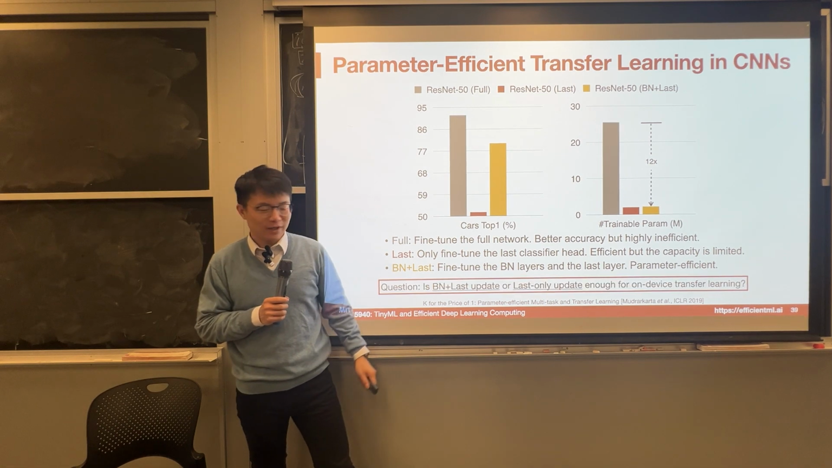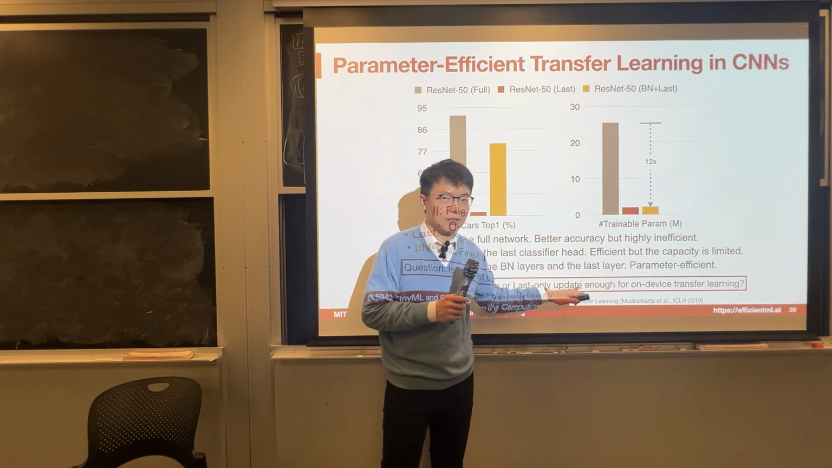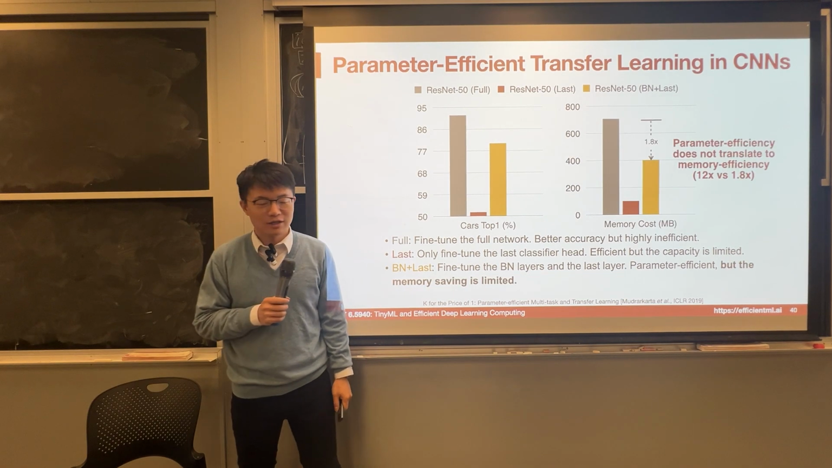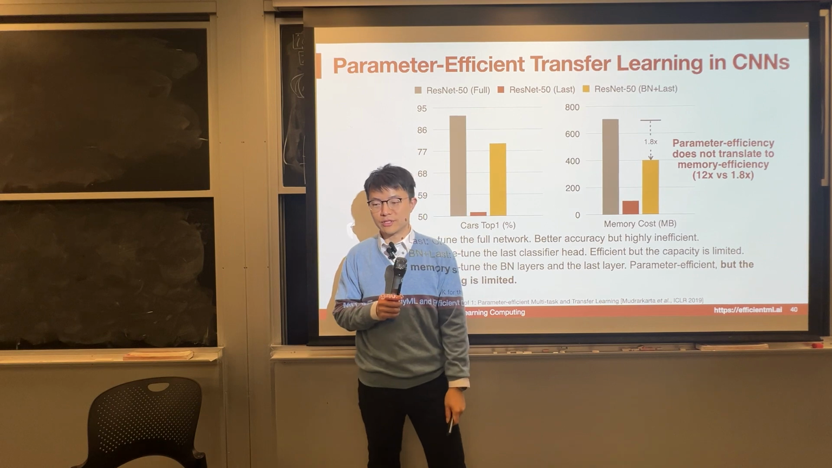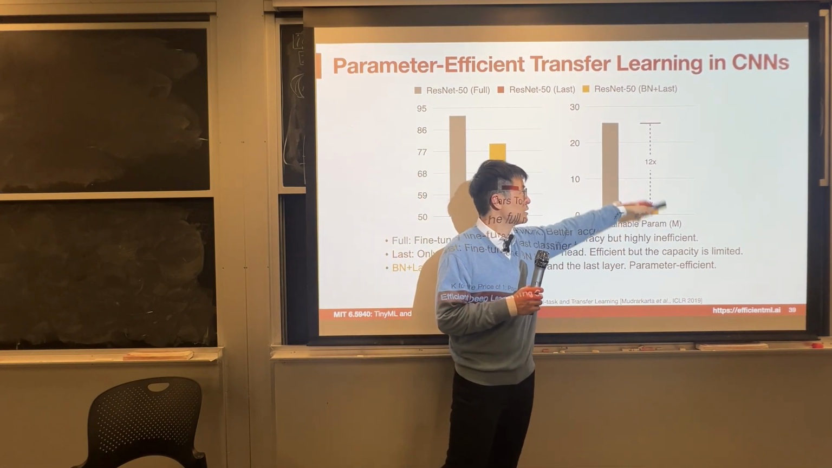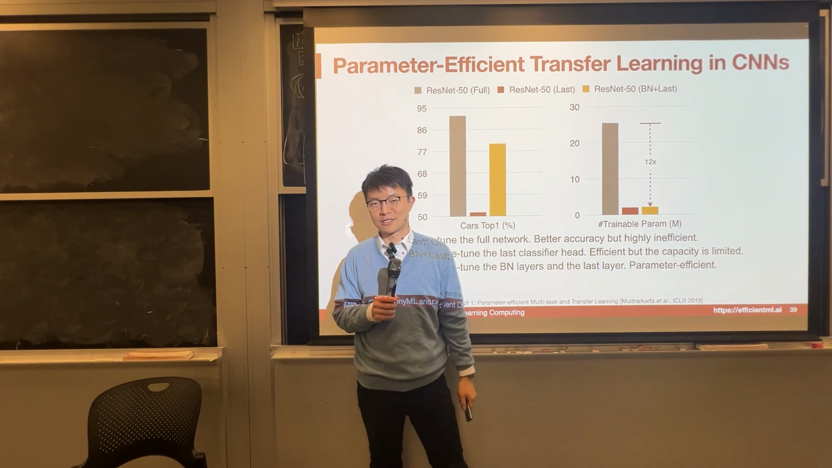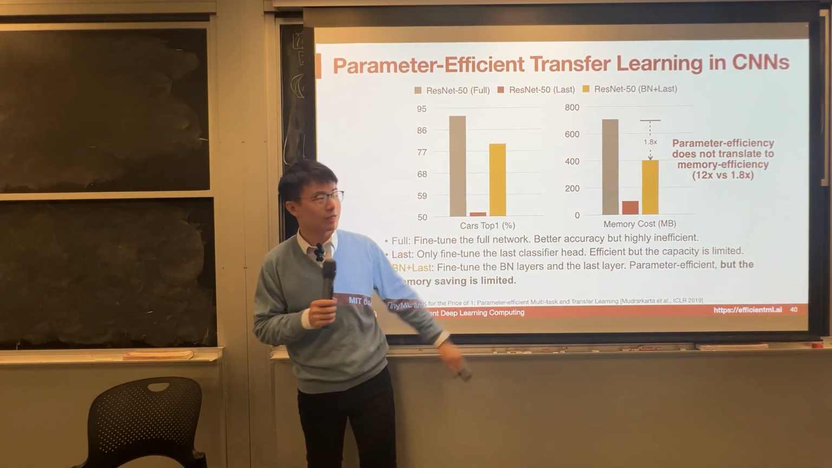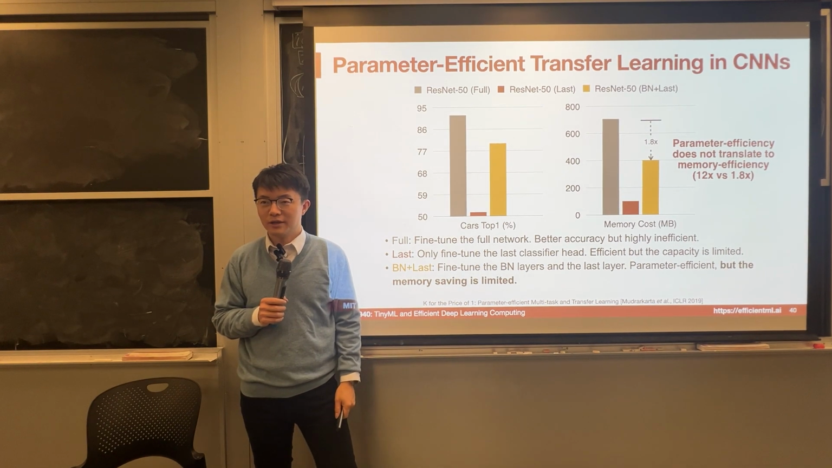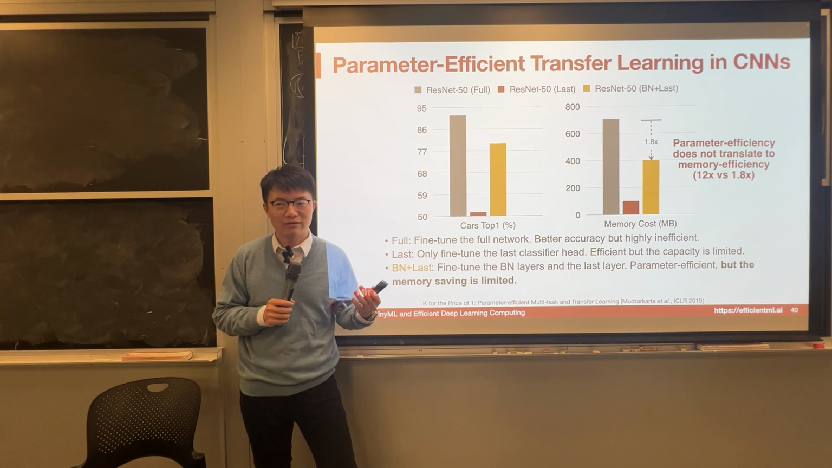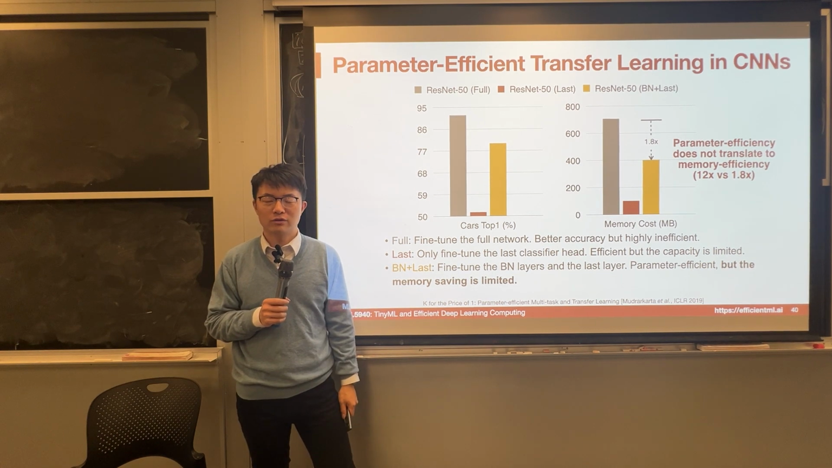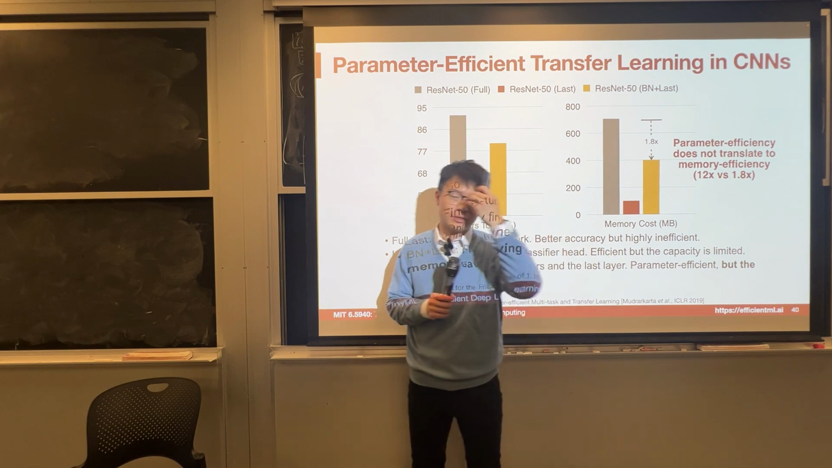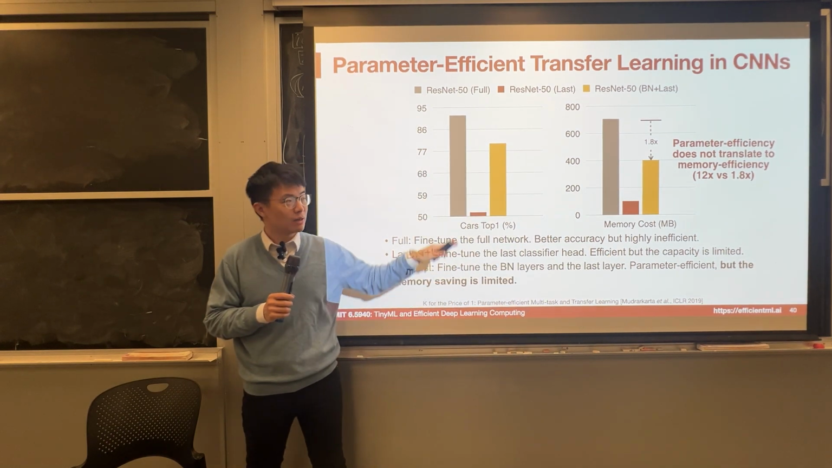However, batch normalization tuning and also last layer tuning is actually not quite enough for on-device learning, because the parameter efficiency does not translate to memory efficiency. Showing this figure, the number of trainable parameters is reduced by 12x. Okay, but the actual training memory is only improved by like 80%. Right? So in order to fine-tune those batch normalization layers, you still have to store a lot of activations, and those are the real bottleneck. So fine-tuning the batch normalization layers is very parameter efficient, but the measured memory saving is limited.